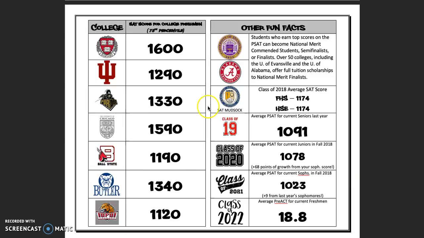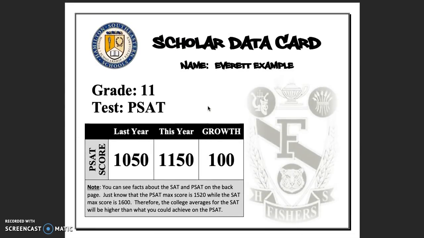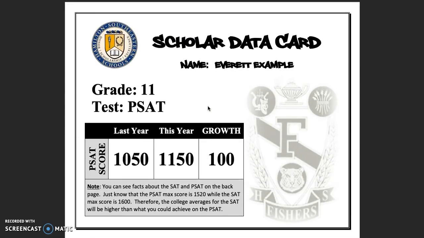This is your PSAT data card. I hope you grew, but if you didn't, you can always grow next time. Do your best on tests like the PSAT, on the SAT, on the ACT, and it'll help with college, it'll help with scholarships.